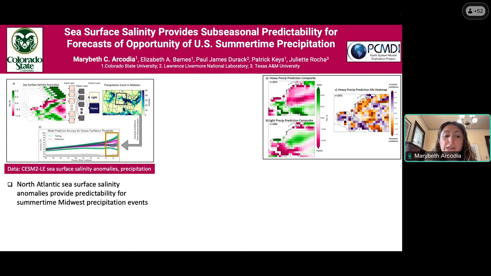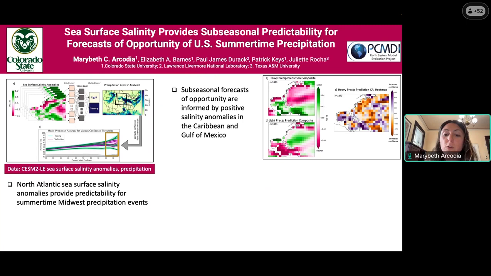So we find that subseasonal forecasts of opportunity are informed by positive salinity anomalies in the Caribbean and Gulf of Mexico.